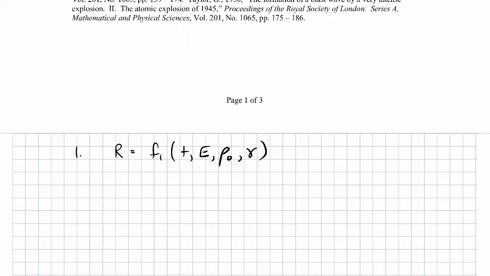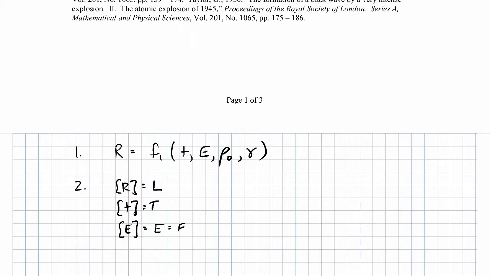Okay, so our second step in our dimensional analysis is to describe these variables in terms of basic dimensions. So the radius is a length, time, of course, is a time. The energy release is actually just energy, which would be like force.